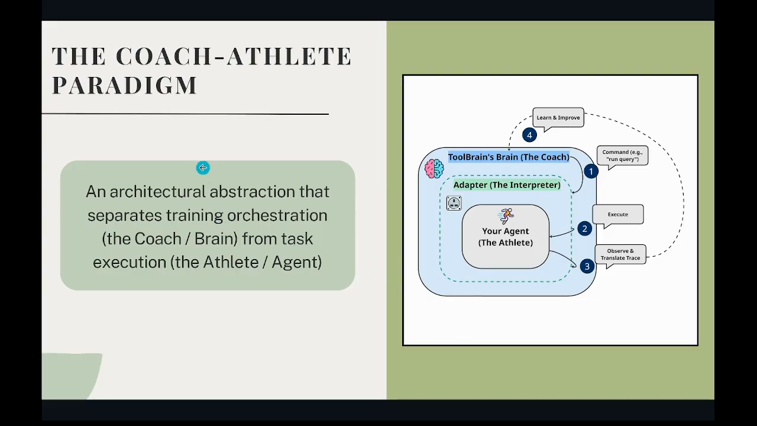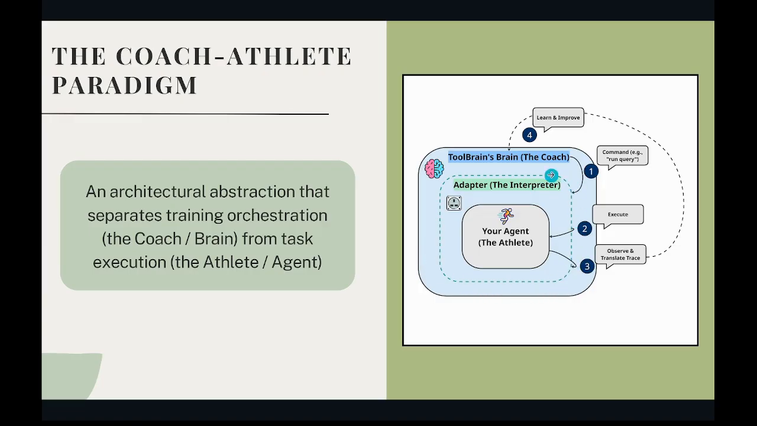To address these challenges, we introduce the coach-athlete paradigm, an architectural abstraction for structuring the training of tool-using agents. As shown in the architecture diagram, the paradigm cleanly separates responsibilities. At the core is the athlete, which is your own agent, focusing solely on task execution. Surrounding it is the adapter, which observes the athlete's actions and translates them into a standardized execution trace. And finally, the coach, our ToolBrain API, orchestrates the entire learning loop.